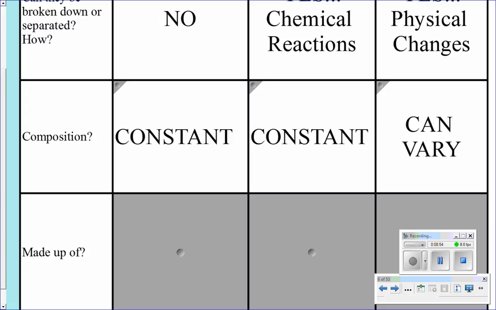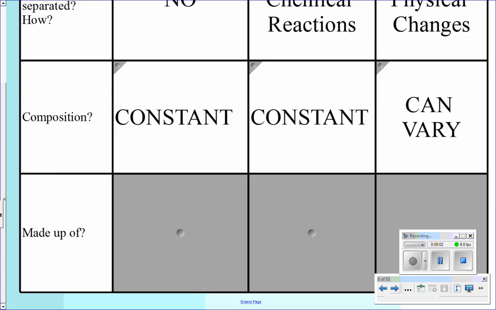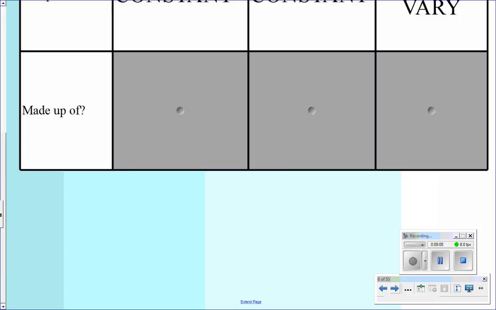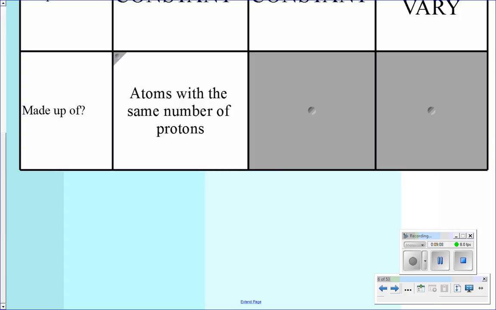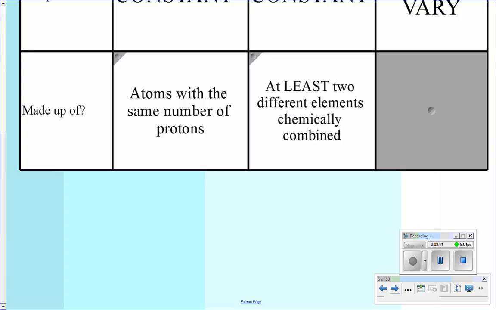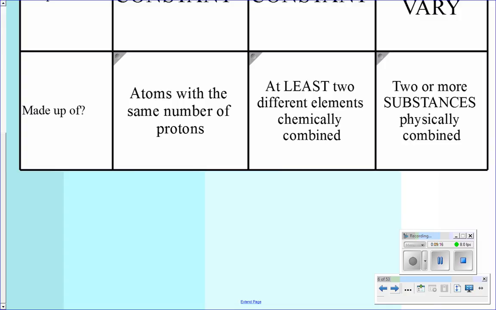In a mixture, our proportions and that composition can vary. So we can vary our ratios. We can make a strong mixture versus a less concentrated or weaker mixture. An element is made up of atoms with the same number of protons. A compound has at least two different elements in it that have been chemically bonded together. And a mixture is two or more substances. So we could be talking about two elements, three compounds, two elements in a compound, three compounds and an element. Doesn't matter. At least two or more substances that are physically combined. So they're not chemically bonded to each other.